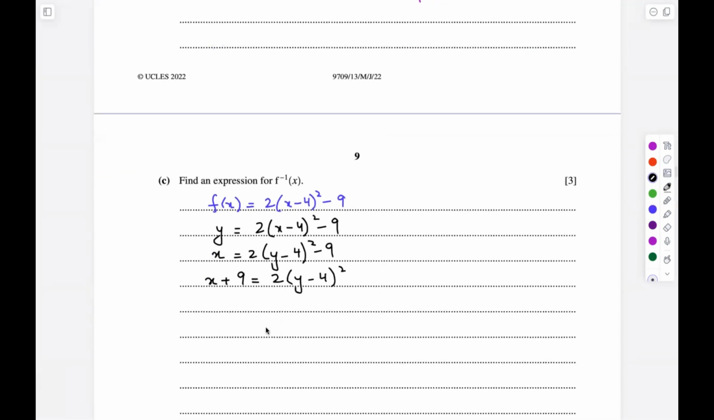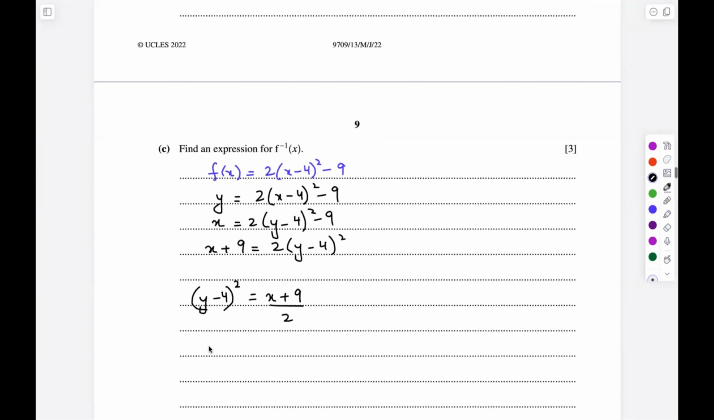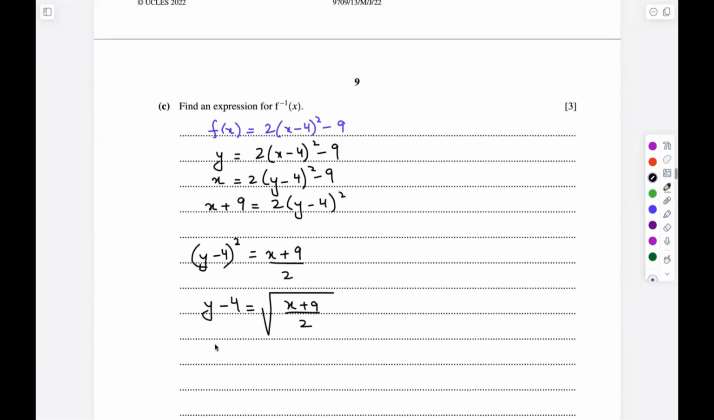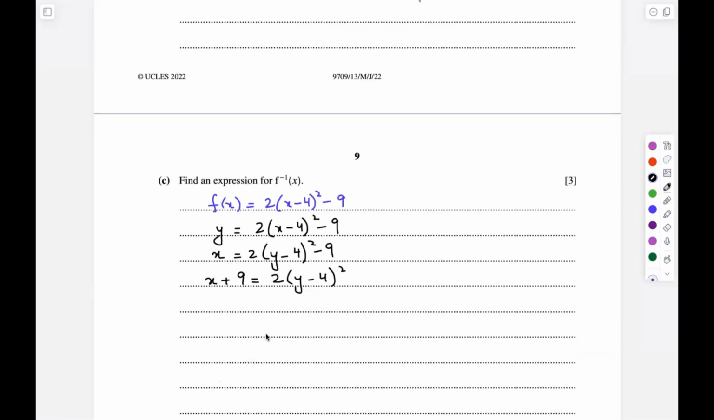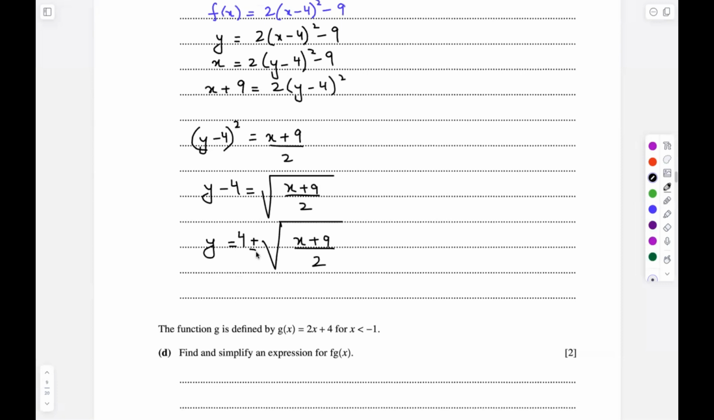Now dividing by 2, x plus 9 divided by 2 will be equal to y minus 4 whole squared. Taking the square root on both sides, this will become y minus 4 equals the square root of x plus 9 upon 2. And finally, we'll take 4 to the right hand side. So this will become the square root of x plus 9 upon 2, and the 4 will come here and become a plus 4. But as with the square root sign, we have to add a plus and a minus sign. So this will become 4 plus minus the square root of x plus 9 upon 2.